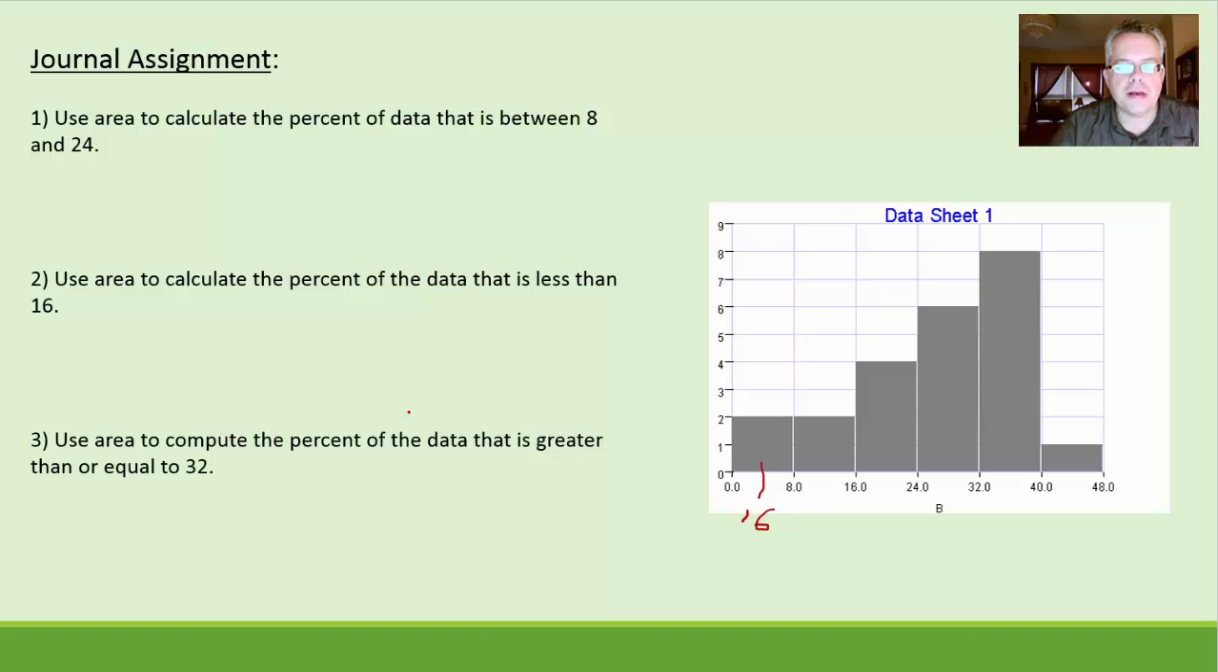And for number 3, use the area to compute the percent of data that is greater than or equal to 32.